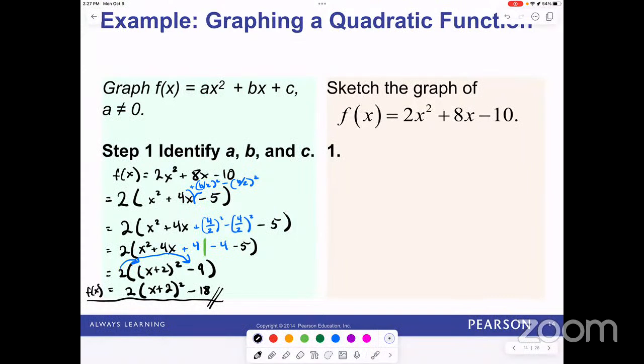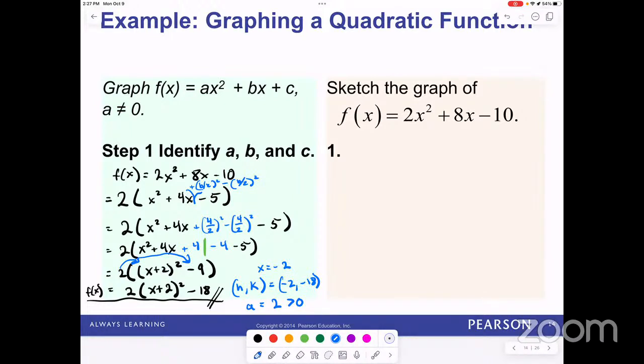So then in this form, this gives us a lot of information about our graph. The coordinates of our vertex are h comma k. That's going to be what? Negative 2, negative 18. Our leading coefficient, or a, is going to be a positive 2. So that means our graph opens upward, and our axis of symmetry is going to be x equals negative 2. So we can put all this together. Again, our vertex is negative 2, negative 18. So that puts us in quadrant 3, and it opens upward.